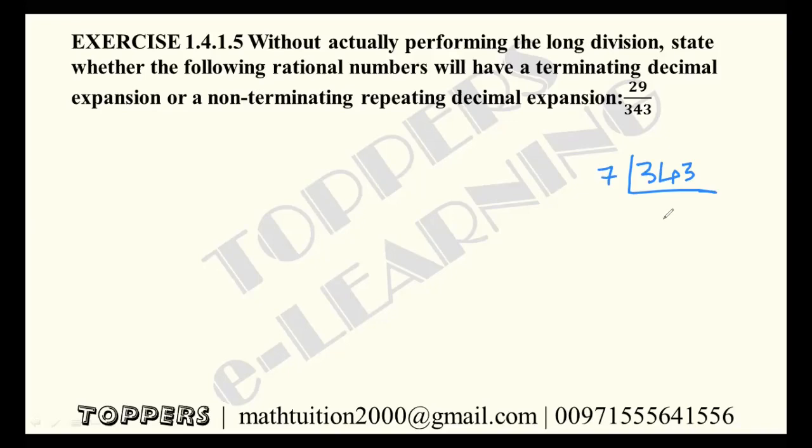In 34, how many times? 4 times, right? 4 sevens are 28. Then we have a remaining 6. In 63, we have 9 times, right? 9 sevens are 63. In 49, 7 times. 7 sevens are 49. Again, 7 in 7, 1 time. So 343 we can write in the form of 7 raised to 3.